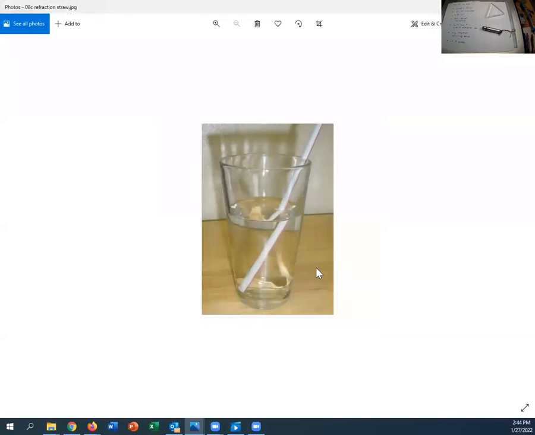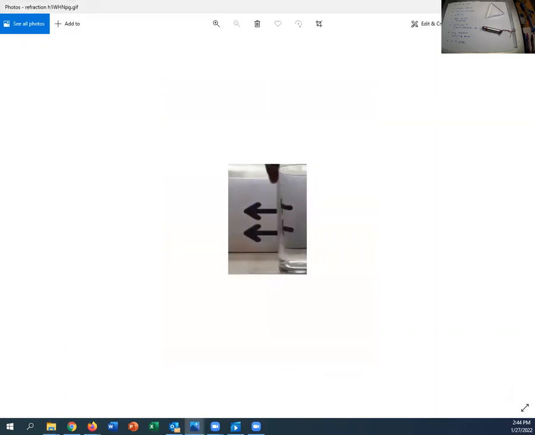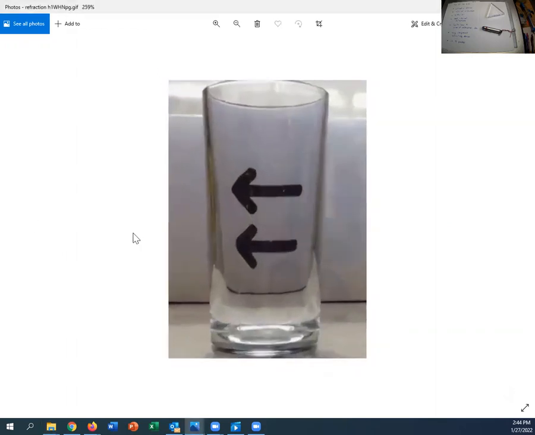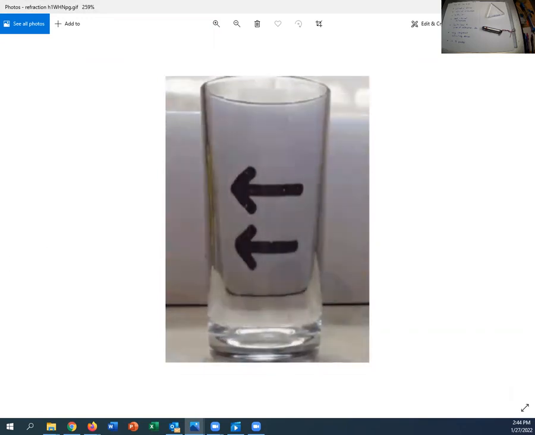Okay, so we've got a straw. You see the straw bent inside the water. That's an example also of refraction. I have an animation for you guys real fast. Ooh, look at that. We've got an inverted image.